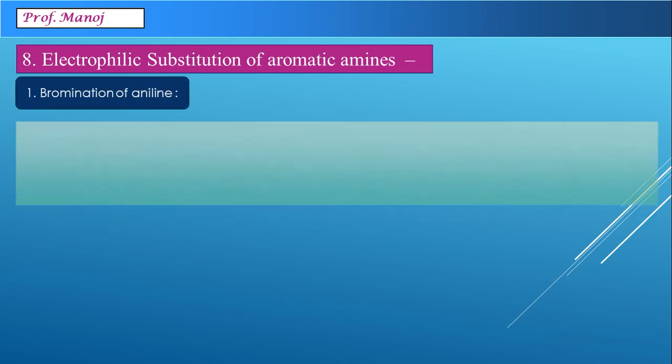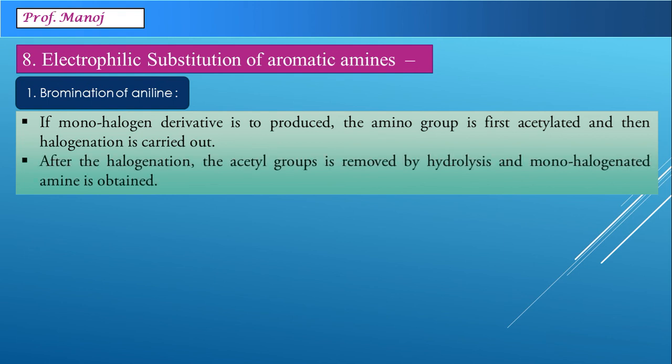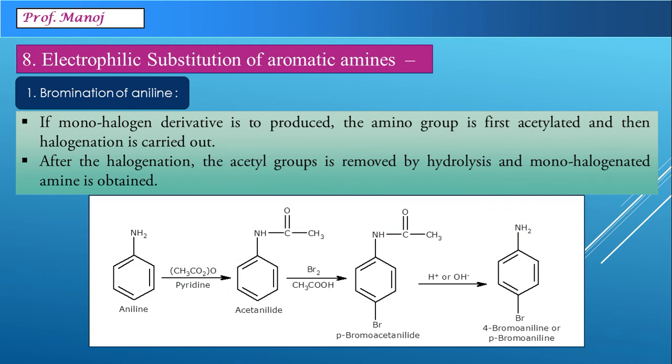Now, the obvious thing is that if we want a monohalogen derivative, the upper reaction becomes useless. So, if a monohalogen derivative is to be produced, the amino group, which is a hyperactive group here, has to be first acetylated. Once you acetylate the group, then the reaction becomes slow. After the halogenation, the acetyl group can be removed. Now watch here very carefully how we do the reaction.